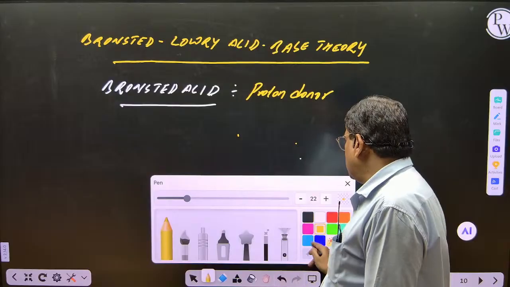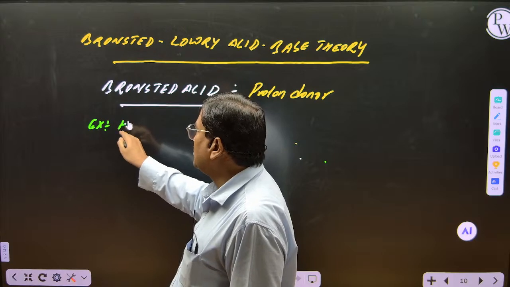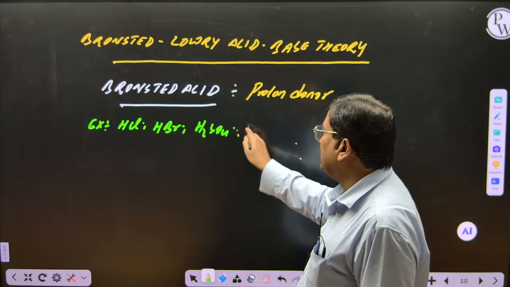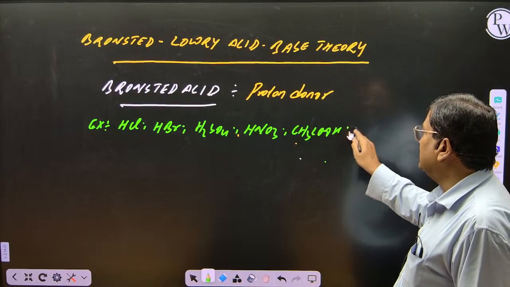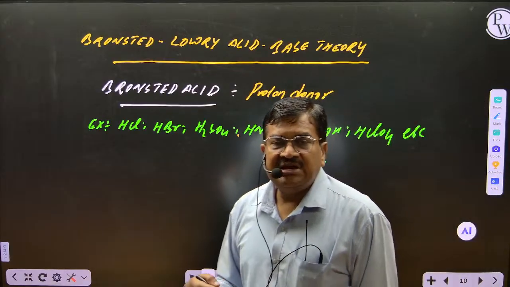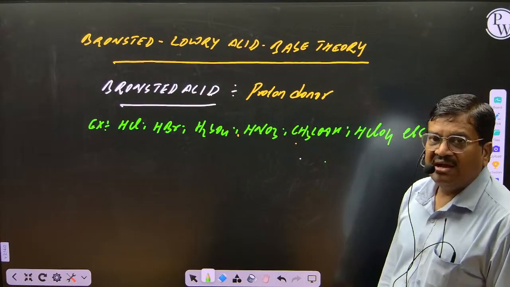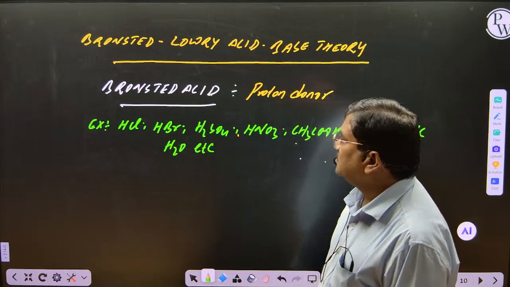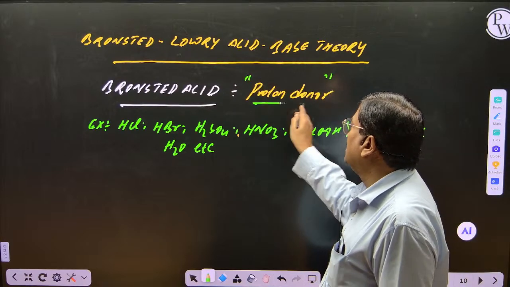Same examples we took in Arrhenius. Can you give examples, students? Examples of all H substances: hydrochloric acid, hydrobromic acid, sulfuric acid, nitric acid, acetic acid, perchloric acid, etc. These are all Bronsted acids. Why? Because they can donate proton. Proton donors are all called Bronsted acid. And even water acts as acid and base. So in one word, we say proton donor: substances that donate proton.